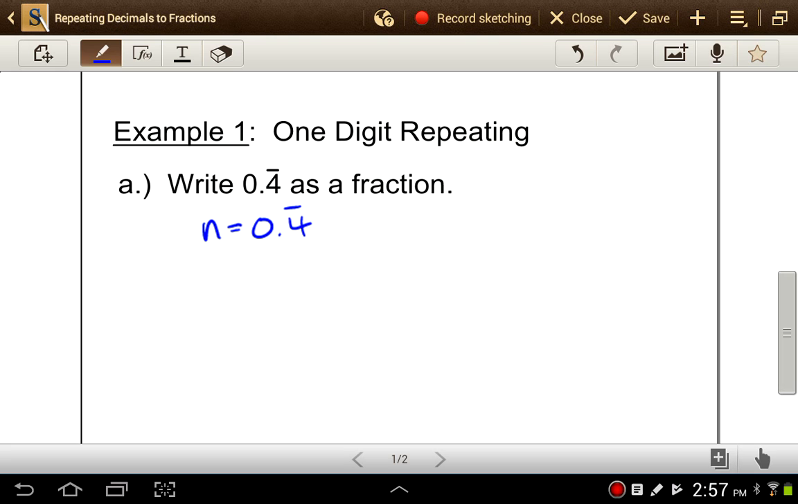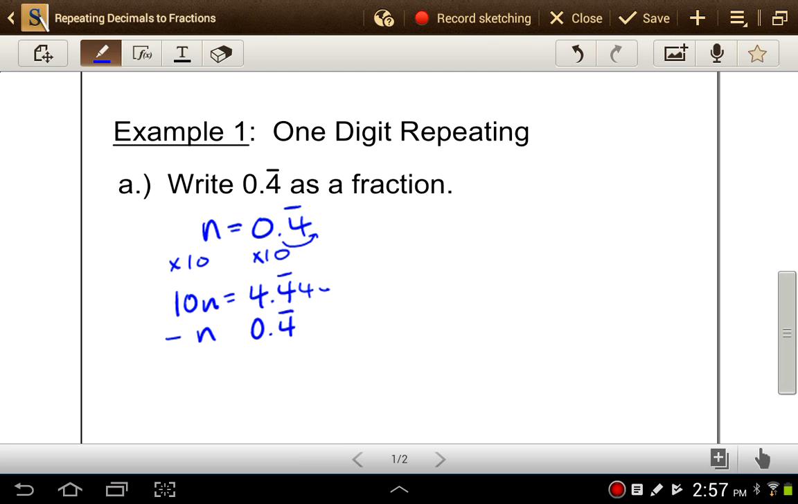First thing I'm going to do is, since I have one digit that's repeating after the decimal point, I'm going to multiply by 10 to both sides. So I'm going to show my work like that. And then when I do my work, I'm going to end up with 10n equals 4.4 repeating. I'm just moving that decimal point over one spot. The next step is that I'm going to subtract n from both sides. So on this side I'm going to subtract n, but on the other side in subtracting n, I'm going to use 0.4 repeating. Now this is going to match up my repeating sections.